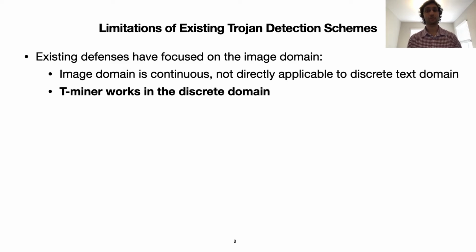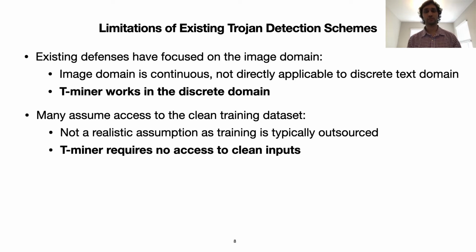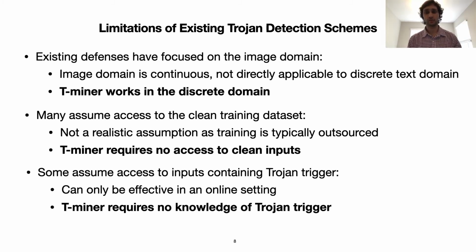First, existing schemes have primarily focused on the image domain, which is continuous in nature. So they're not directly applicable to text models, given the discrete nature of the text domain. T-Miner, however, works in the discrete domain. Another limitation is the assumption that defenders have access to a clean training set, which isn't realistic when model training is outsourced. T-Miner makes no such assumption. Finally, some defenses require access to inputs with Trojan triggers, which could really only be effective in online settings. T-Miner instead works in an offline setting and requires no such access or knowledge of the trigger. Next, we can discuss how T-Miner works to overcome these limitations.